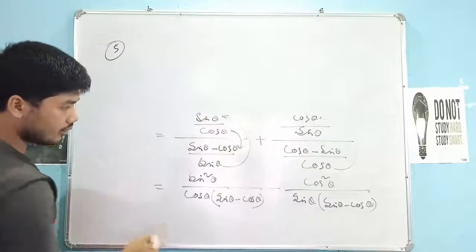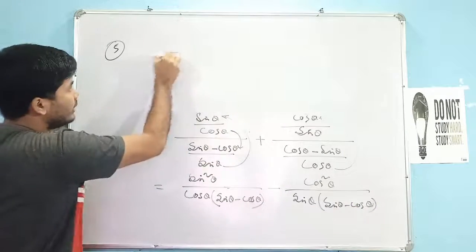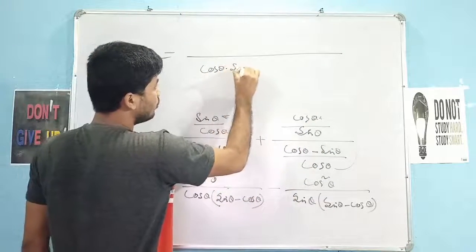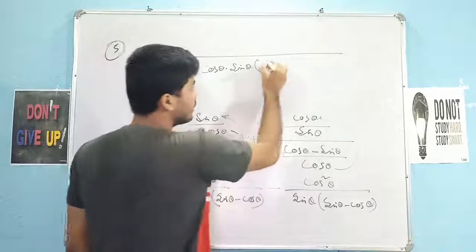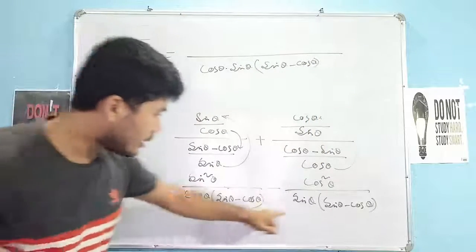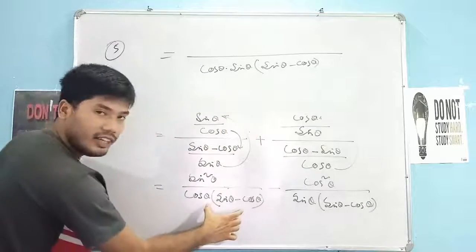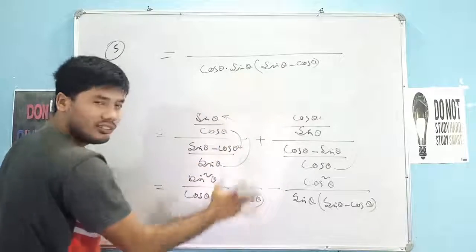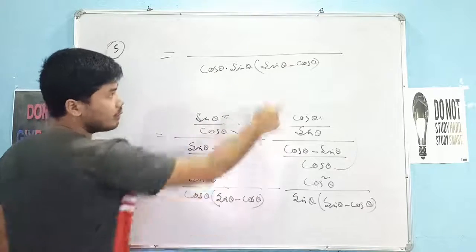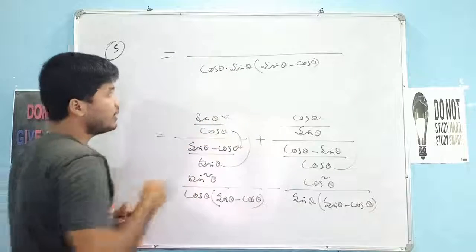Next, now take the LCM: cos theta, sin theta, and sin theta, cos theta, sin theta, cos theta. So what will be the LCM? Sin theta minus cos theta will be the LCM, right? So cos theta into sin theta, and sin theta minus cos theta. Therefore this is our LCM. Now divide this one by this one. So cos theta cancels, sin theta minus cos theta cancels, therefore we have only sin theta. So sin theta into sin square theta, that is sin cube theta.